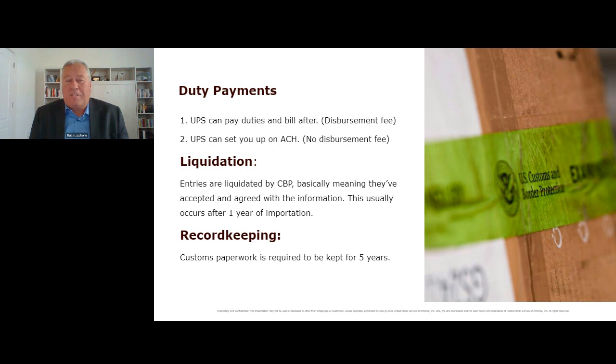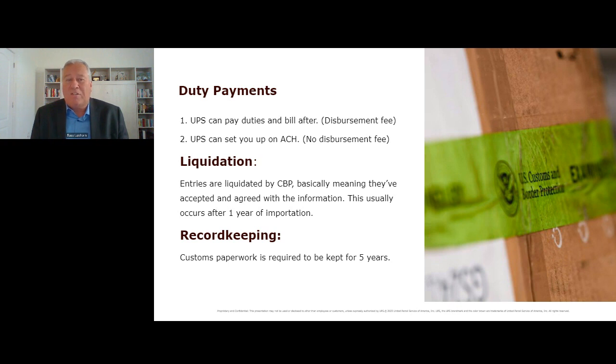In the slide deck, it says UPS, but you can arrange for someone else to pay the duties and bill you after. Typically, if somebody's going to pay your duties and taxes, they're going to charge you a disbursement fee, which is a percentage of the amount they have to outlay. So UPS does pay duties and taxes and bills our clients later, but we do charge a disbursement fee. Think of that as a money float until you pay your UPS bill, but UPS will pay customs the duties and taxes.